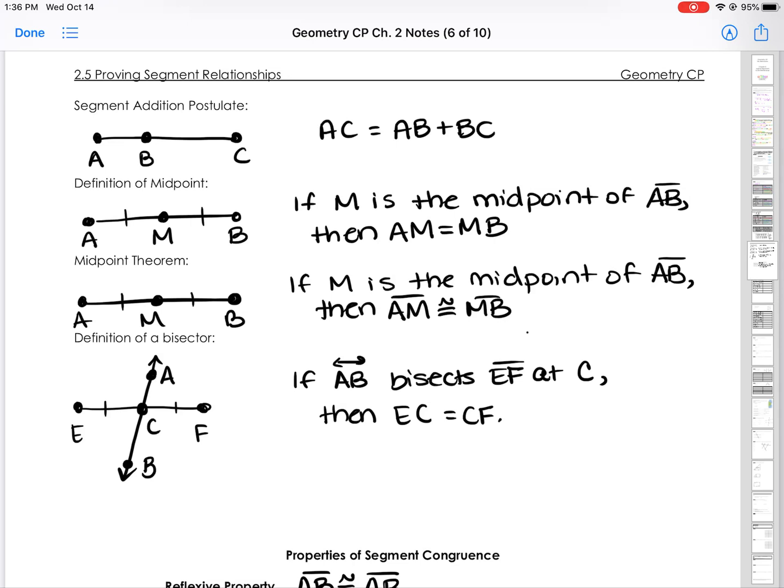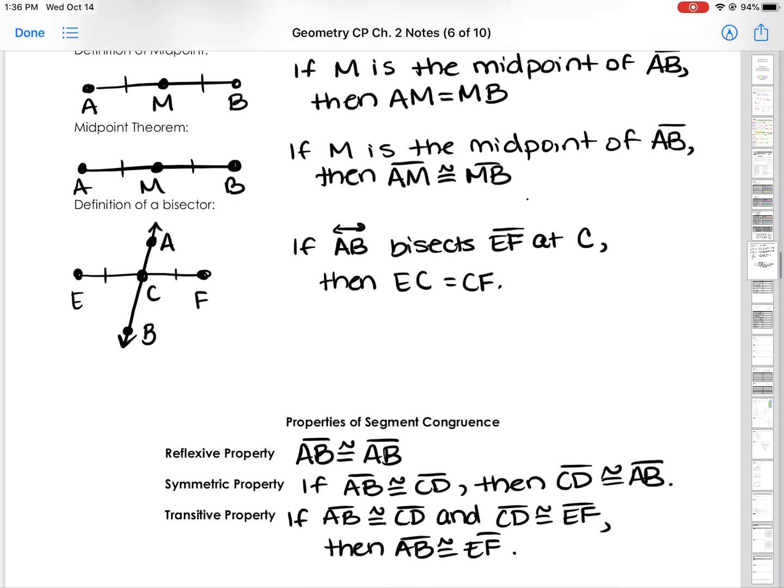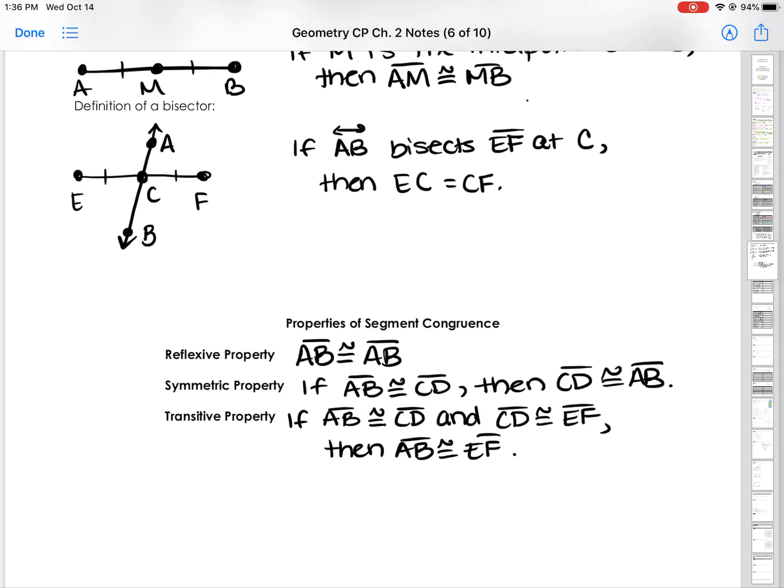And then the definition of a bisector. So we can have a line bisect a segment, and when it does that, it creates two equal portions. So if line AB bisects segment EF at point C, then EC and CF can be said to be equal. We can use these four options: segment addition postulate, definition of midpoint, midpoint theorem, and definition of a bisector to help us prove things to be true.